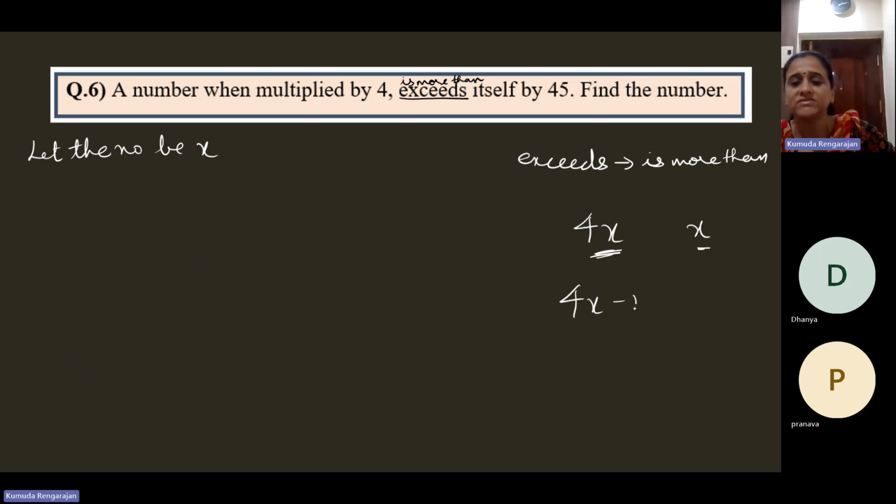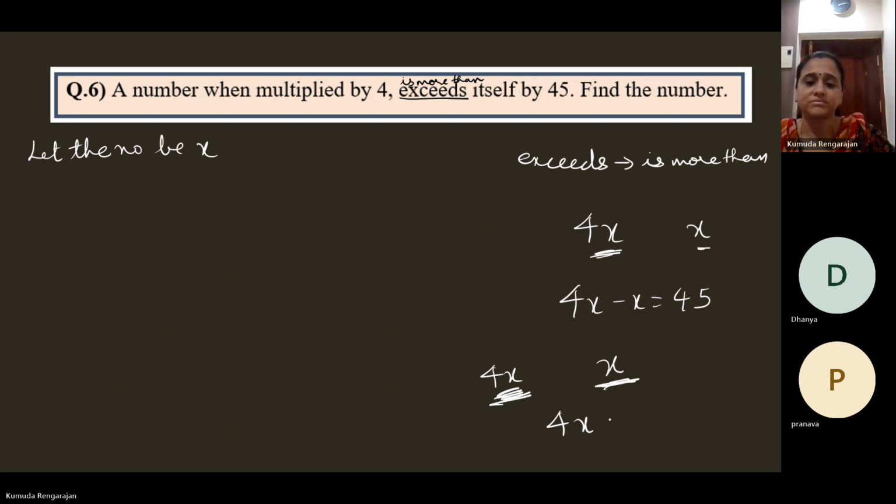So which means 4x minus x is equal to 45. The difference between them is 45. This is the number, this is 4 times the number. Now this is greater by how much? By 45. So how do you express that? The difference between the two numbers is 45. So 4x minus x is equal to 45.